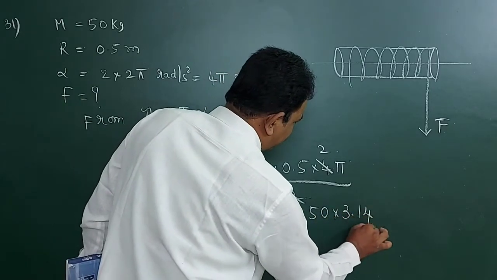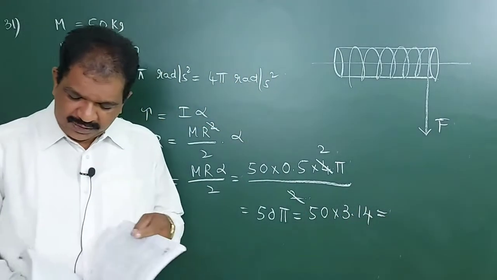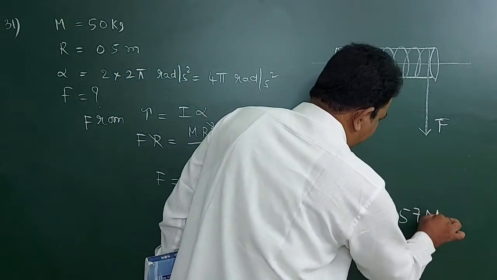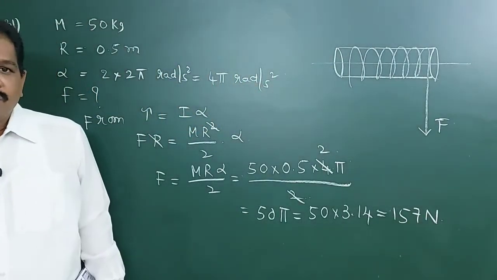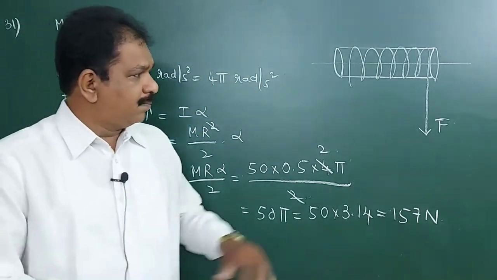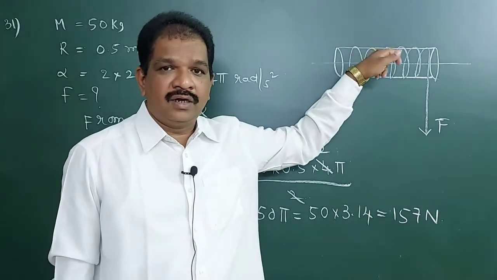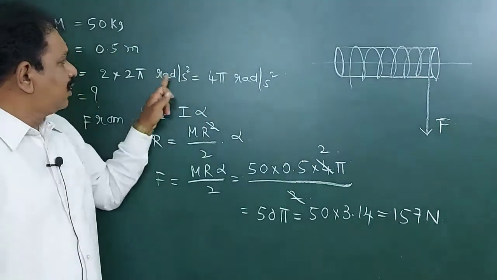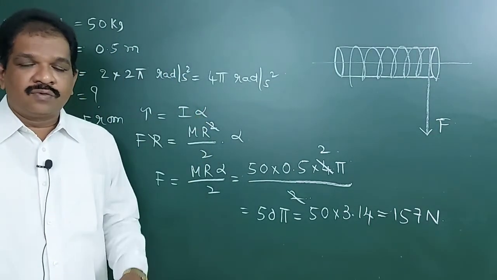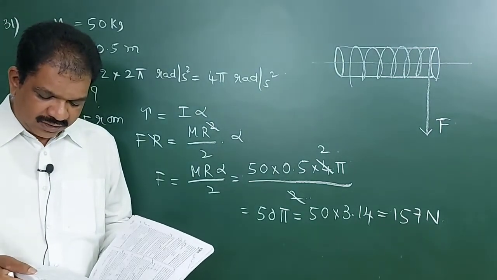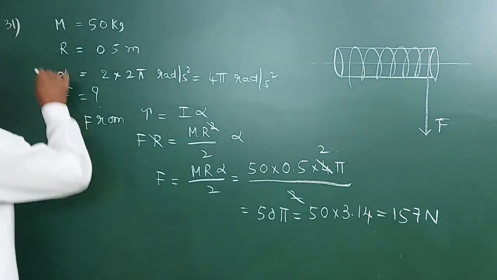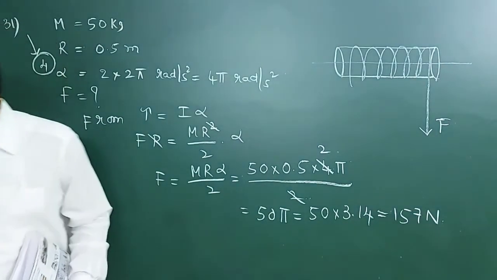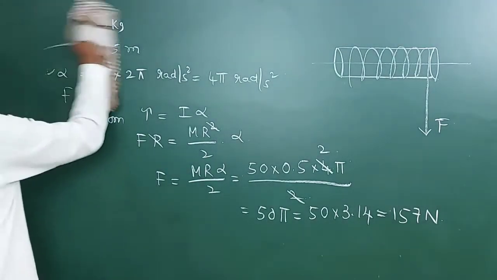50 into 3.14, if we multiply this, we will get this answer as 157 newtons. This is how much tension we have to apply so that it can rotate with angular acceleration of 2 revolution per second square, which means 4 pi radian per second square. So 31 it will be the fourth option. Clear? Next, 32.